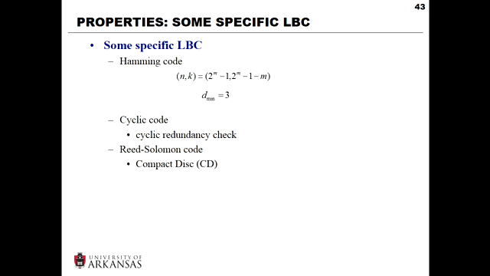Another example is the Reed-Solomon code, as I mentioned last week, and it's usually used in CDs. In addition, it's also used in our cable TV, the digital TV system. Any question?